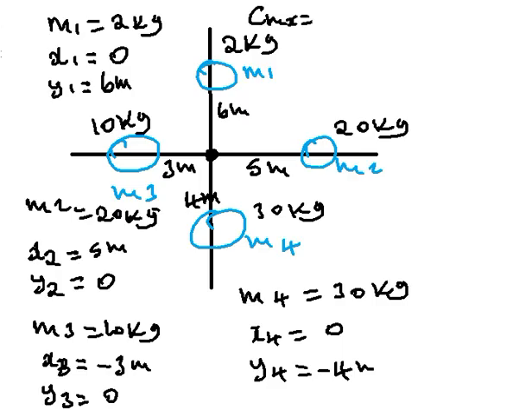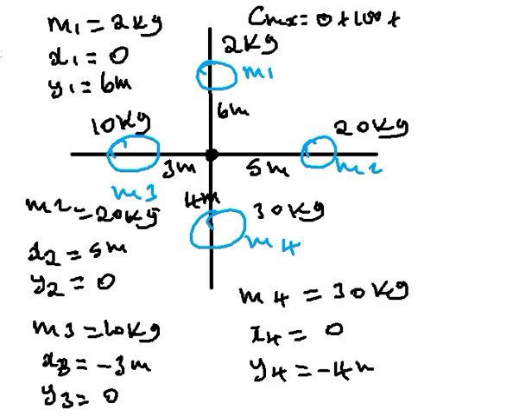What is mass 1? We have it as 2. And what is its position on x? We have it as L. So we have 2 times L, plus. What is mass 2? We have it as 20. And what is its position along x? We have it as 5. So we have it as 100.